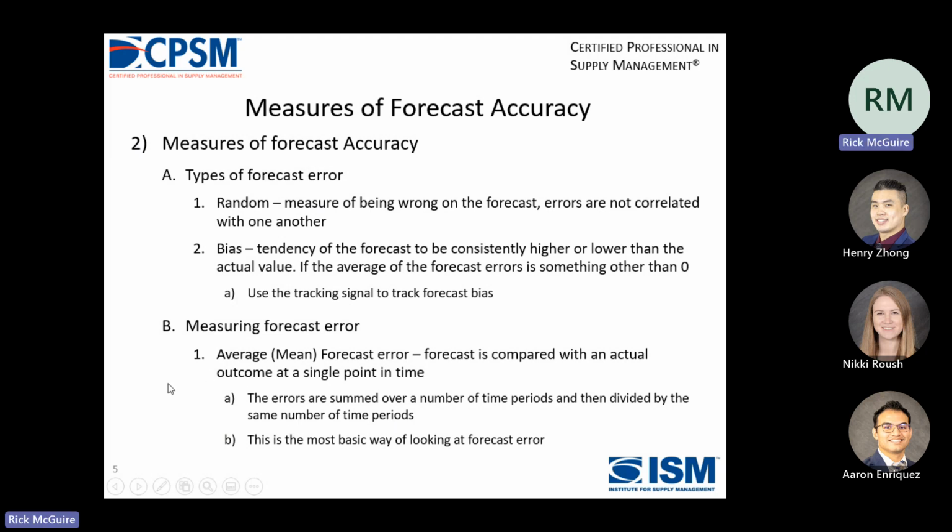So when you measure forecast error, the average or the mean forecast error is the forecast compared with the actual outcome at a single point in time. So the forecast may have been 135 units and the actual was 130 they sold that month, so the forecast error is going to be 5. And the errors are summed up over the number of times and then divided by the same number to get the average. This is the most basic way of looking at forecast error.